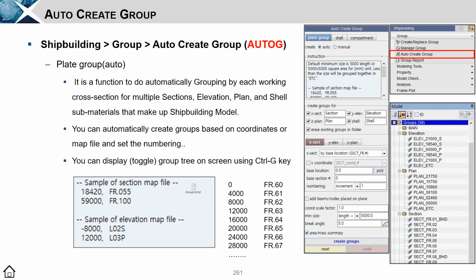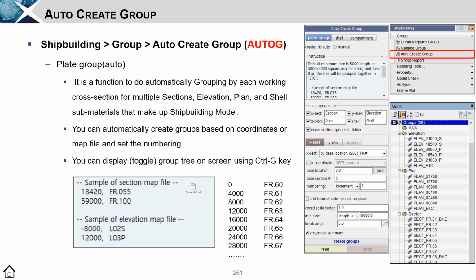It is a function to do automatic grouping by each working cross-section for multiple sections, elevation, plan, and shell that make up the shipbuilding model. You can automatically create groups based on coordinates or map file and set the numbering. You can create groups for all models or for only selected parts. You can display the group tree on screen using Control key plus alphabet G key.